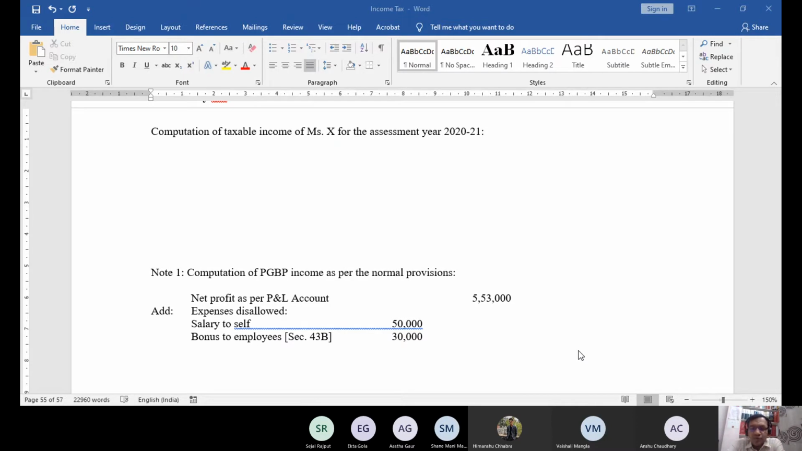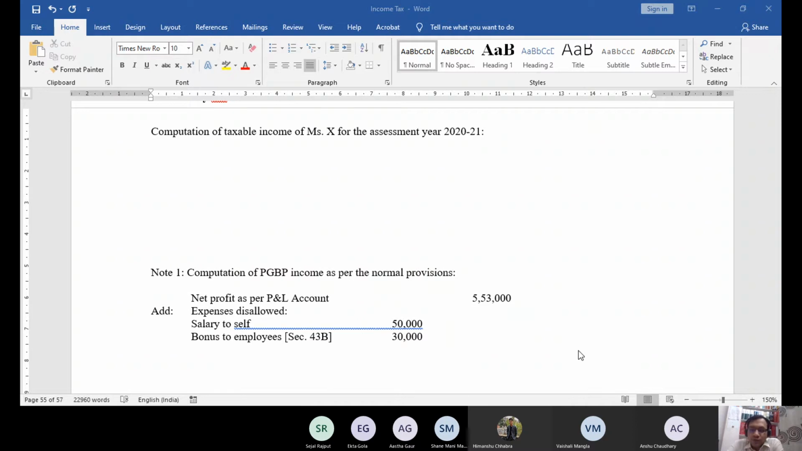Anyone who can tell me in yes or no? Can this lady pay? Yes, sir. Why not? Why can't a brother be employed in my business? So salary to the brother is no problem. Do you know what the problem is? The problem is if you are making a payment to your relatives which is unreasonable or excessive than the market rate, then that excess is the problem as per section 40A subsection 2. 5,000 will be added back because of section 40A subsection 2.